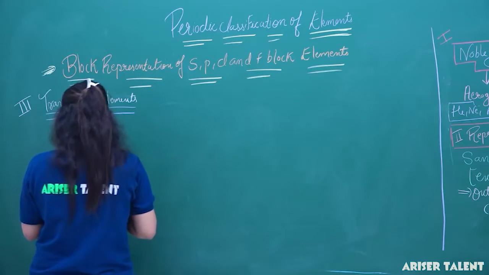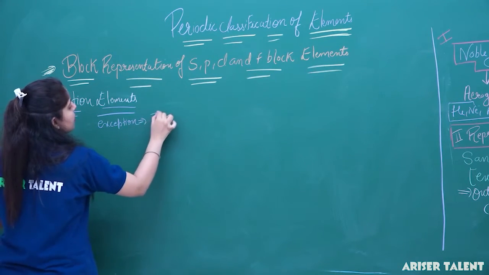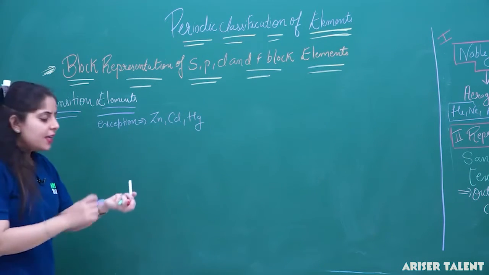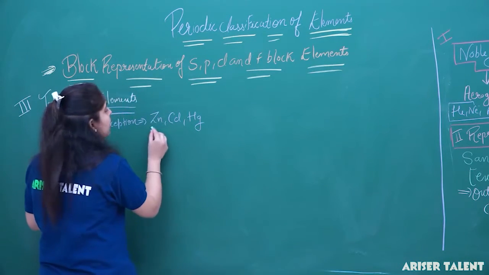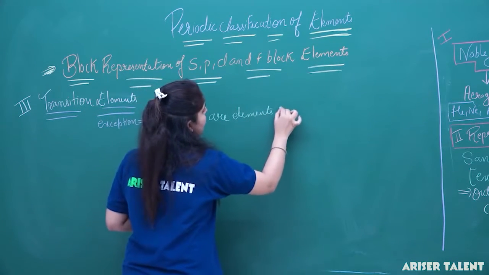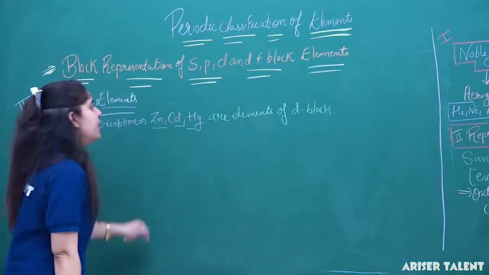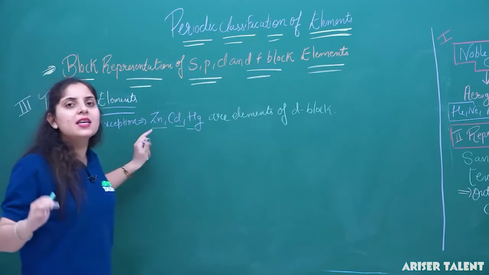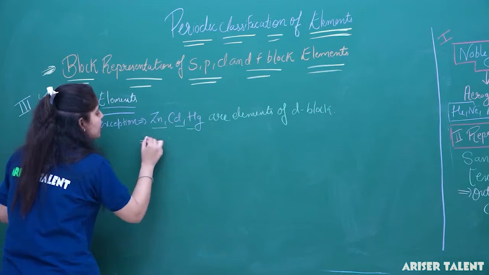But one exception is there. The exception here is that zinc, cadmium and mercury, these three elements, actually belong to the D block elements. But the exception is that they are not known as transition metals because their outermost shell does not have a half filled orbital. So, these are D block elements but not transition elements.